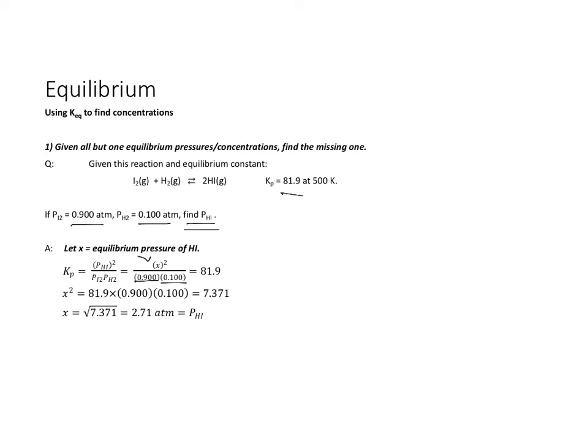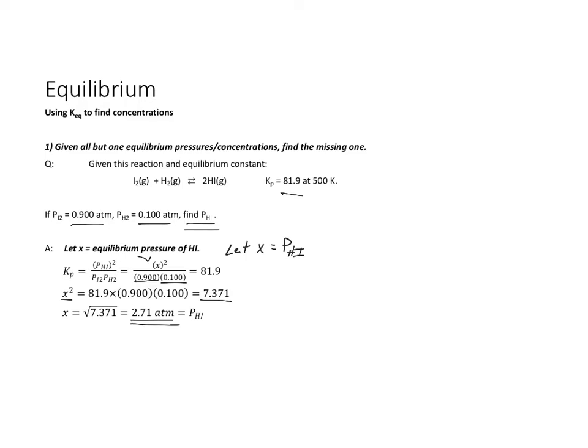So let X equal the pressure of HI. That means Kp is going to be X squared over 0.9 times 0.1, and that ratio is going to equal 81.9. I'm going to solve this equation for X squared, multiplying both sides by 0.9 and 0.1, and that gives me that X squared is 7.371. I take the square root of both sides and find that the equilibrium pressure of HI is 2.71 atmospheres.